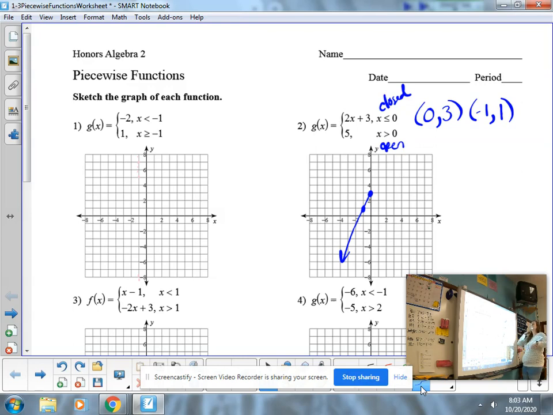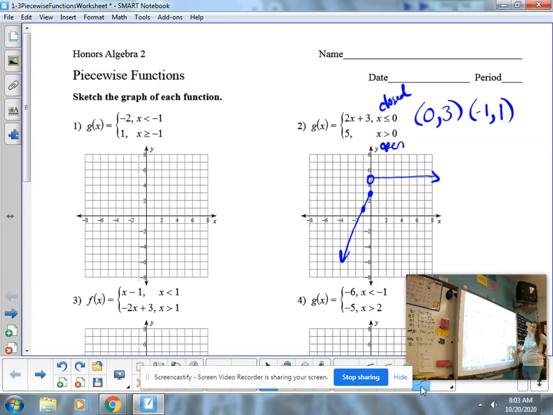Now for the other piece, this is merely 5. Well, 5 is like graphing the equation y equals 5. That's going to be a horizontal line that starts at x equals 0, but that is an open dot. So I would go up to 5 and put an open dot on that 0 line. It's going to equal everything greater than 0, so that line is going to be going off to the right. And that's what your graph would look like for number 2.